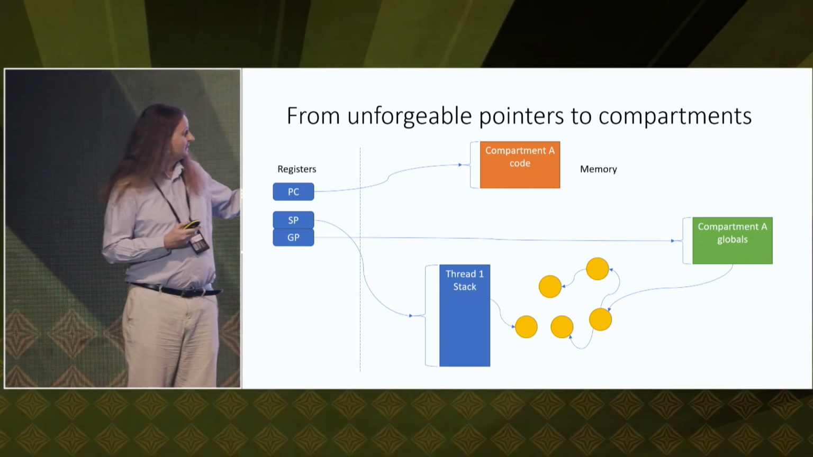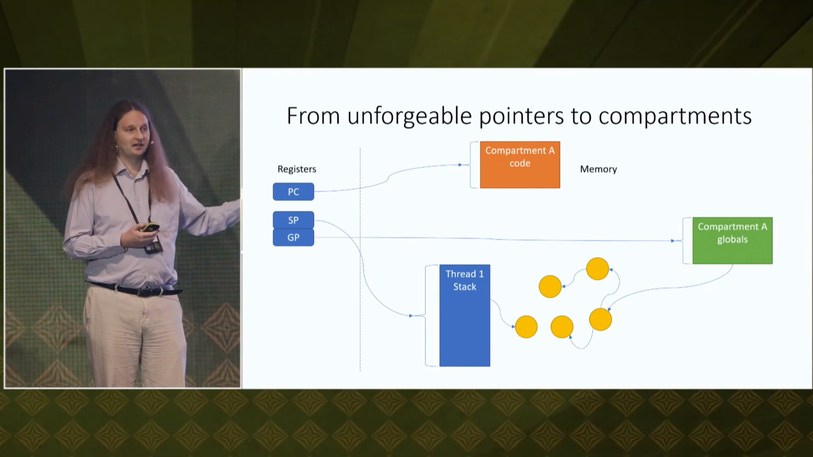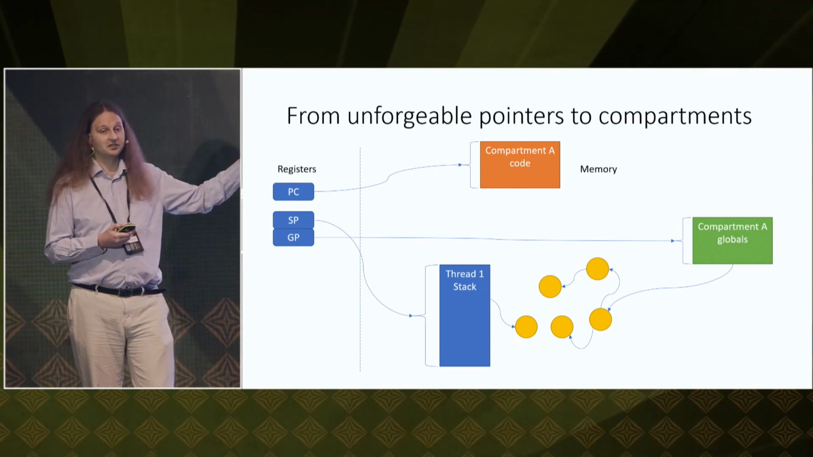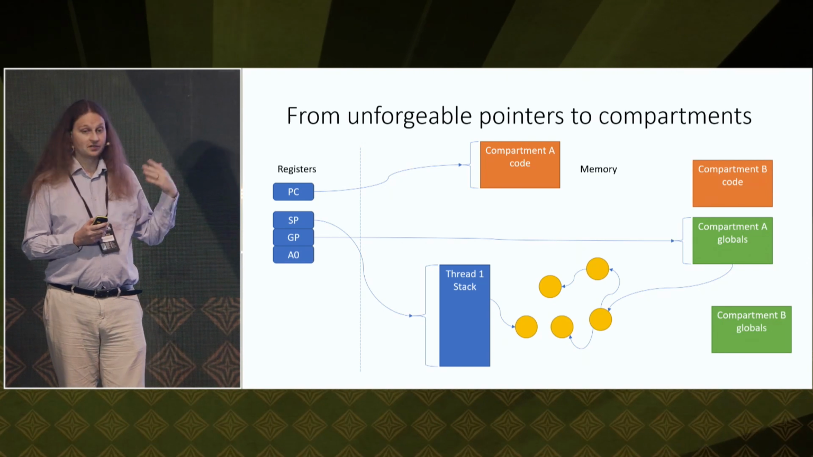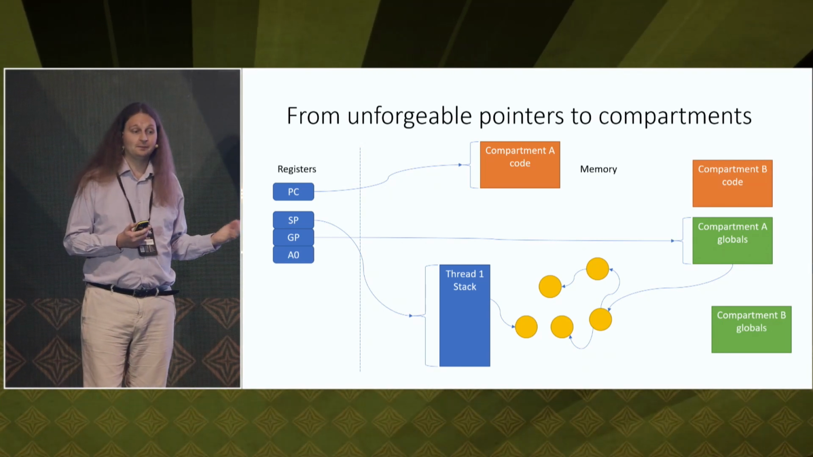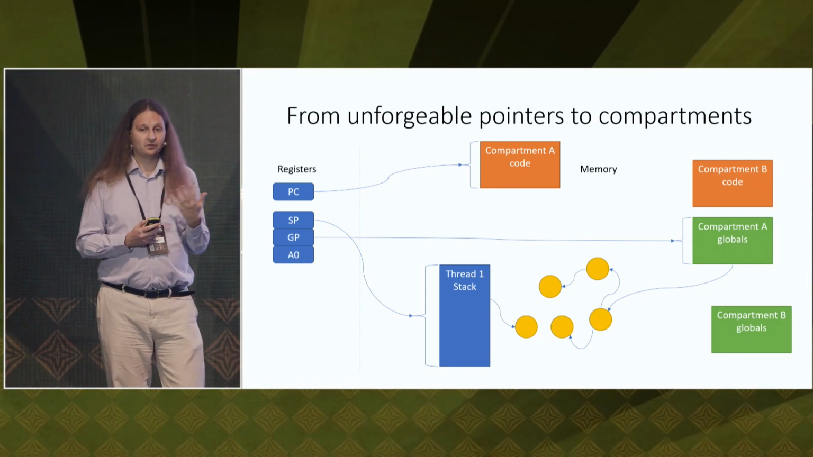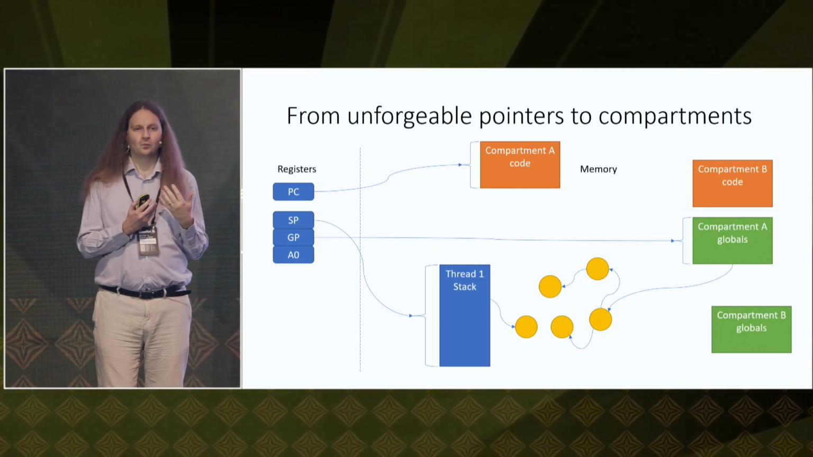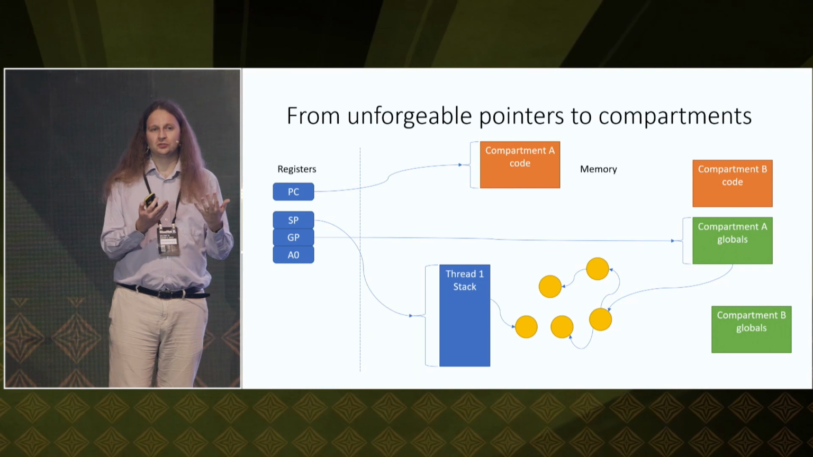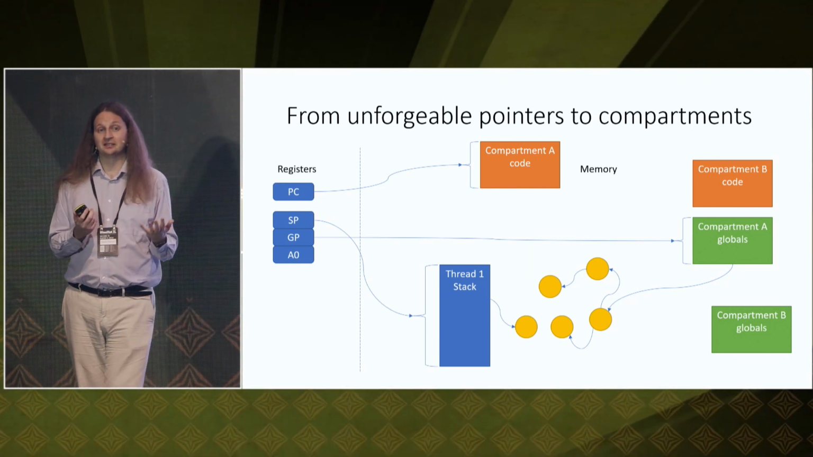Okay, so in this example, we've got some heap objects. Some are reachable from the stack, some are reachable from globals. And we want to transition to running in compartment B. So the first thing we need to think about is we kind of want compartment B to do something with some data we give it.